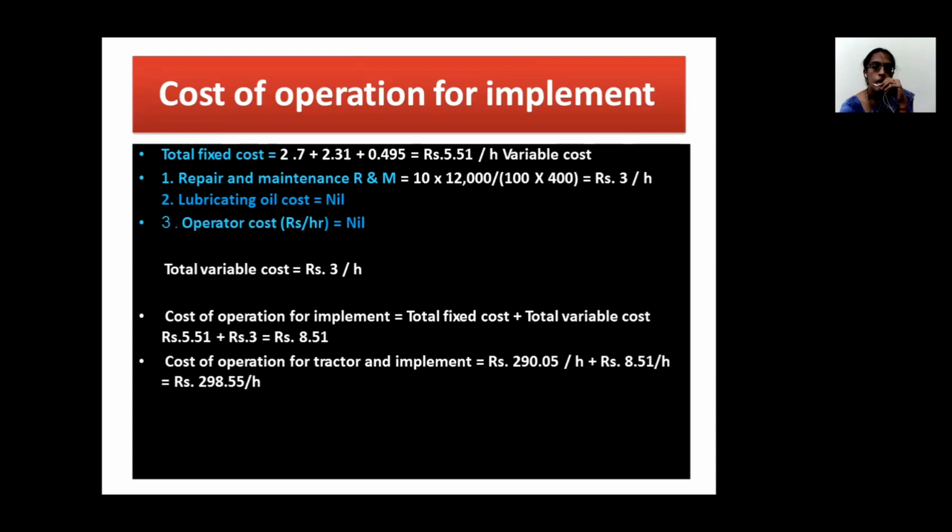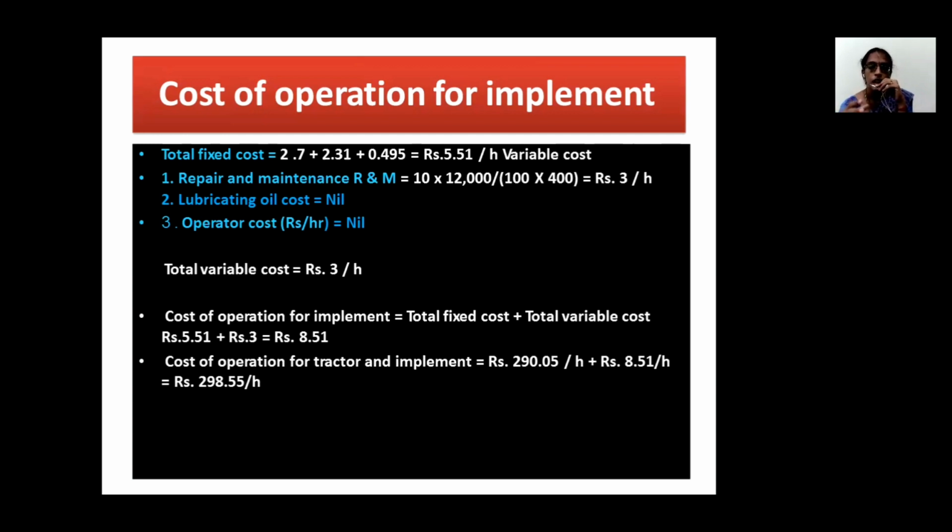For the cost of operation of an implement, you have to sum up these two terms: the total fixed cost and the total variable cost. So 5.51 plus 3, which will be around 8.51 rupees. So this will be the cost of operation for the attached implement.